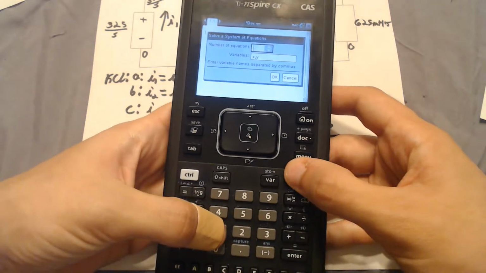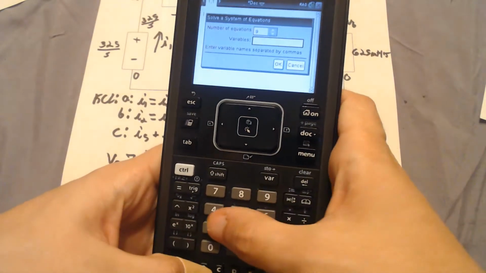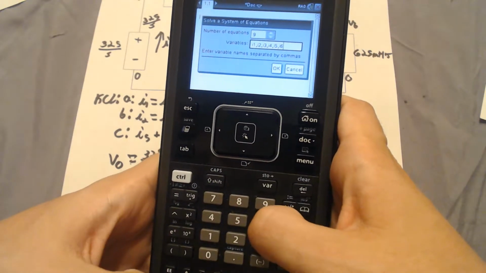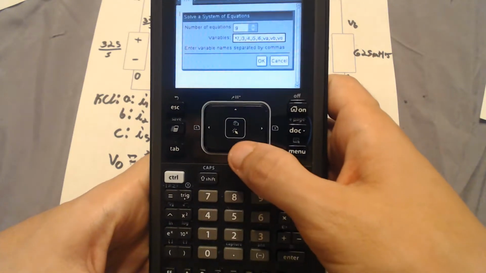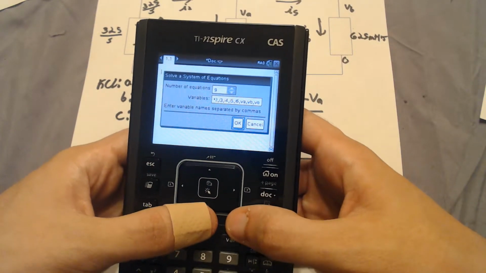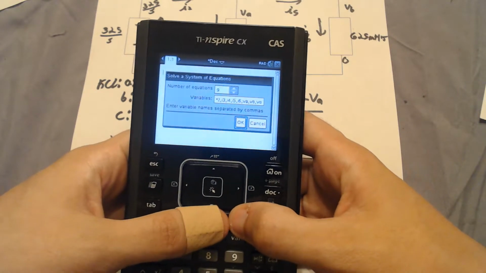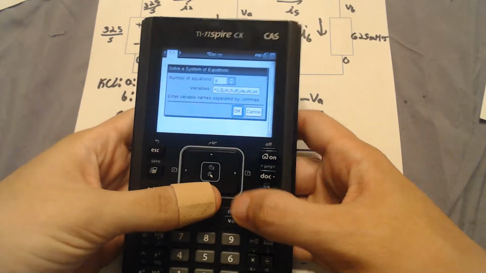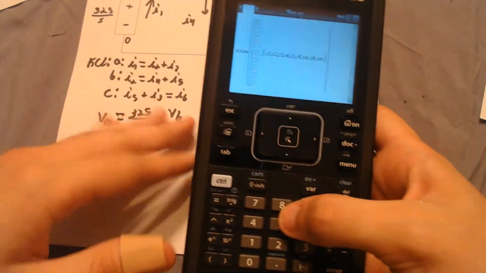We write down the actual number of equations we have. And when we start writing down our variables, we just don't include s. We write I1, I2, I3, I4, I5, I6, VA, VV, V0. We just don't write s, and that's completely fine. If we don't write s here, it's going to treat s as a constant, which might seem counterintuitive, but it's going to allow all of the variables to be expressed in terms of s, which is exactly what we want. So we simply press OK, and then we just start putting in our system of equations.